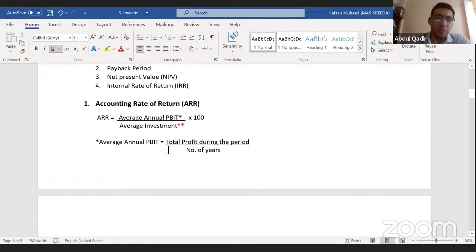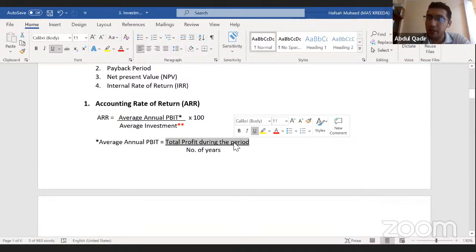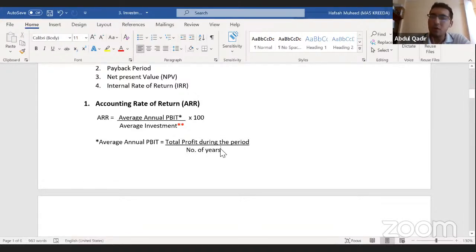So average annual PBIT means, when you're appraising this investment, in the question, you will be getting your profits for a few years. They will say you're earning 100,000 every year. Or for each year, they will give you a certain profit number, right? And how you calculate this numerator is, I have broken that equation down here. Basically, you will total your profit during that entire period. Let's say the project's lifetime is 5 years. You will add the profits for all 5 years. And then you will divide it by the number of years. So that is the main important component here.